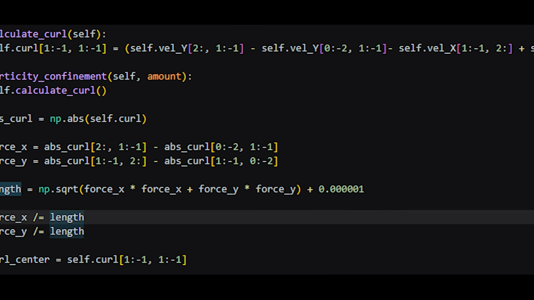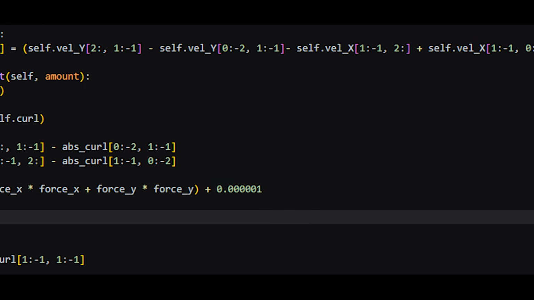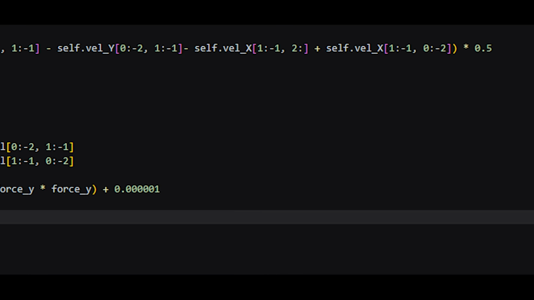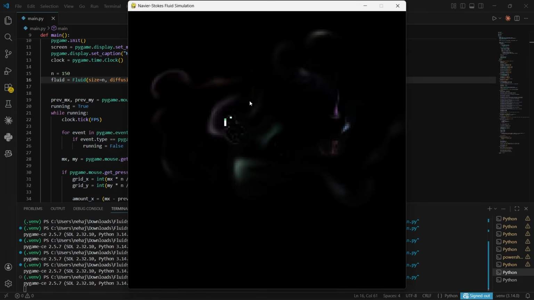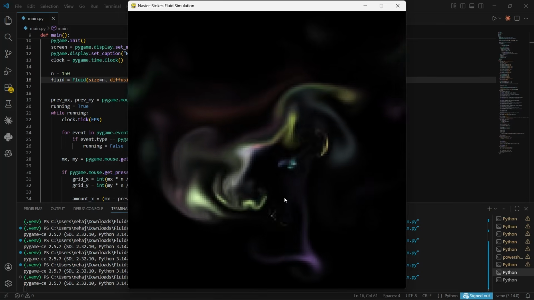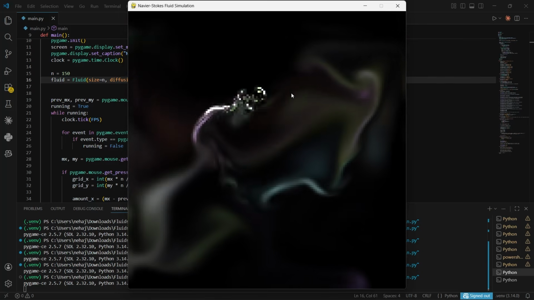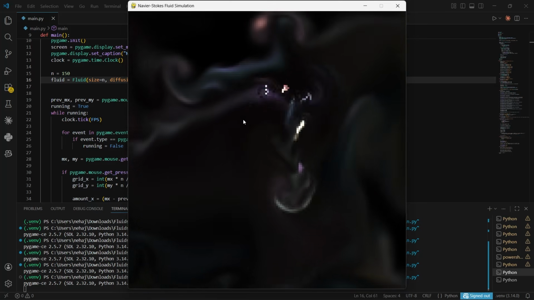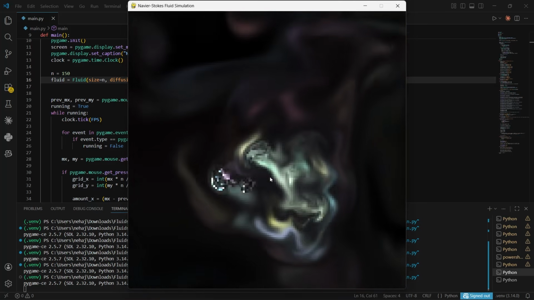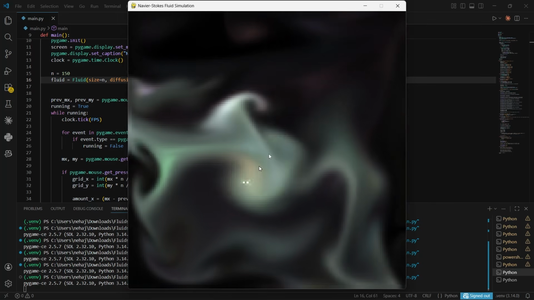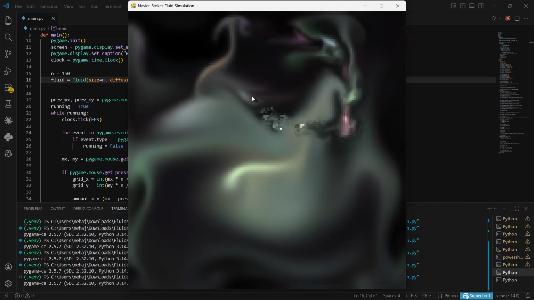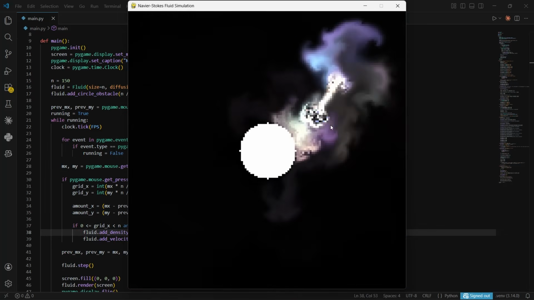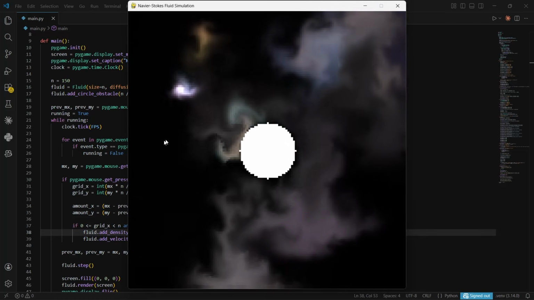First, we calculate something called curl, which tells us the strength of the rotation at each point in the fluid. Once the spinning regions in the fluid are detected, the simulation slightly pushes on them to strengthen the swirls. This process is called vorticity confinement. Adding vorticity confinement made the fluid look like it was dancing. It's incredible that this was made just from math. We can even add an obstacle to see how the fluid would interact with it.